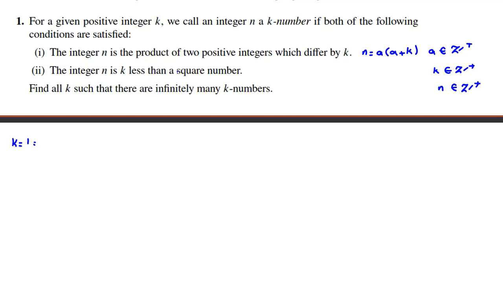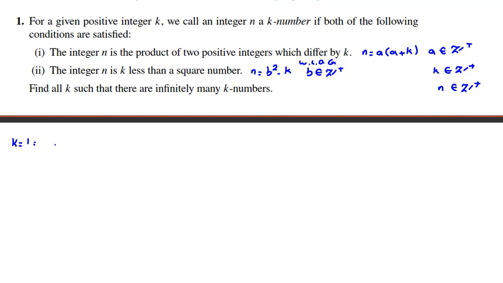And the integer n is k less than a square number. So n is b squared minus k. b has to be a positive integer because n is a positive integer and k is a positive integer, so b squared has to be positive. We can say b is positive without loss of generality, because if it is negative you can flip it, and it cannot be zero. And a square number means b should be an integer. Find all k such that there are infinitely many k numbers.